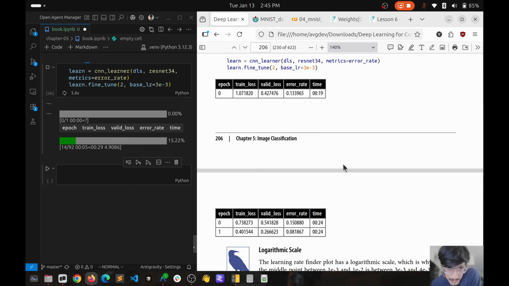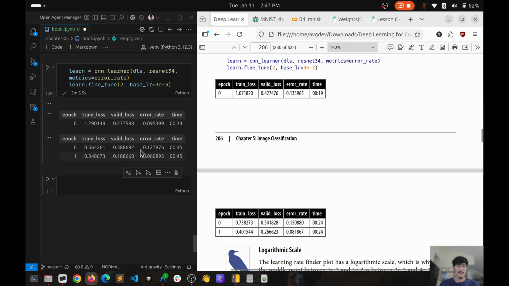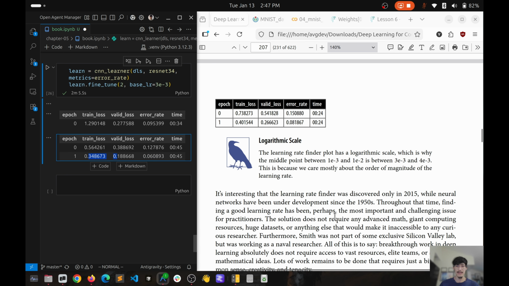So yeah, see, we want the training loss and validation loss to be very close to each other, but also under 1 in this case, because the error rate is then very low. And we're only fine tuning for 2 epochs too, so we passed through the dataset just twice. Okay, so we also got a very good error rate, and training loss and validation loss are really good.